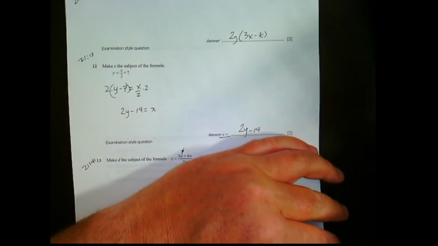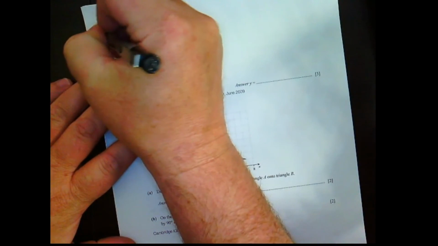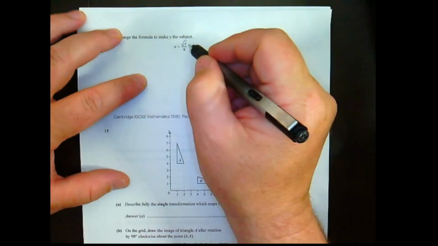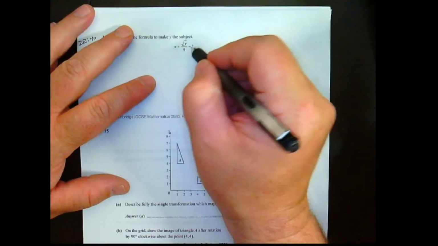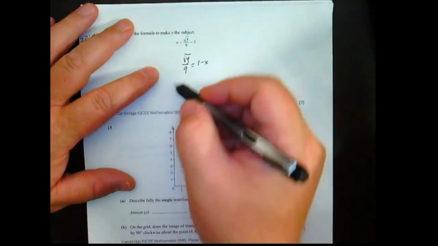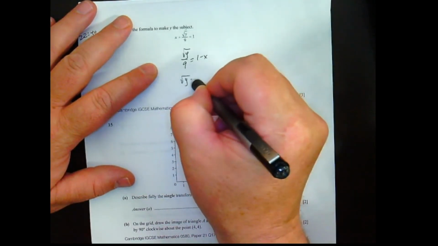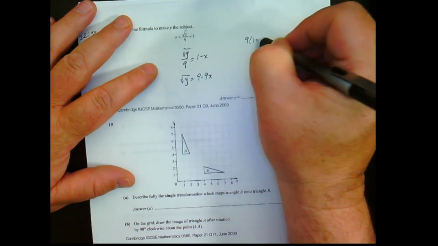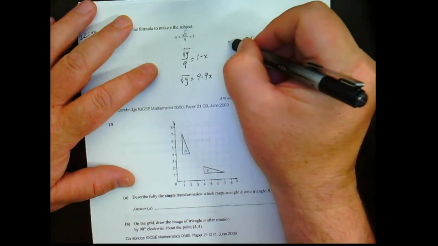Let's see here, 2240 for number 14. Rearrange the formula to make y the subject. So I have to get the x on the other side, the 9 on the other side. So I'll go ahead and show my work, right? And then I multiply both sides by 9. Now I could leave it like this if I wanted. Either way, I could do it like this.